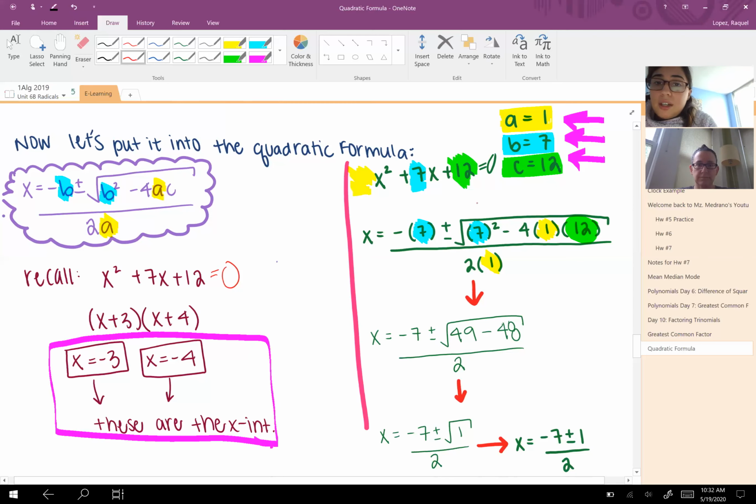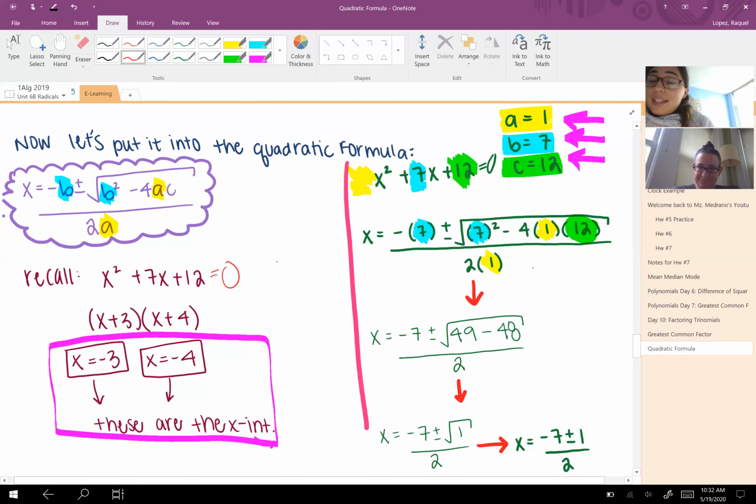The next thing I did was I looked at this part right here, this 7 squared. I know what 7 squared is. 7 squared is 49, and that's where this 49 came from. Oh, because 7 times 7 is 49. I thought it was 14 at first. Oh, that's 7 times 2, remember. Be careful, okay?